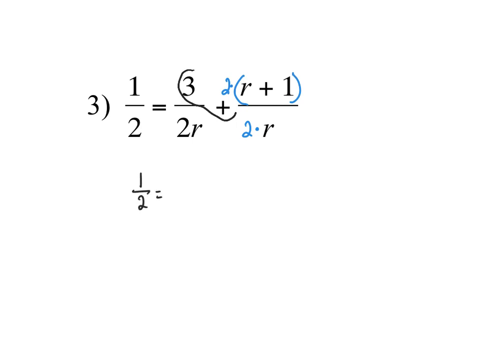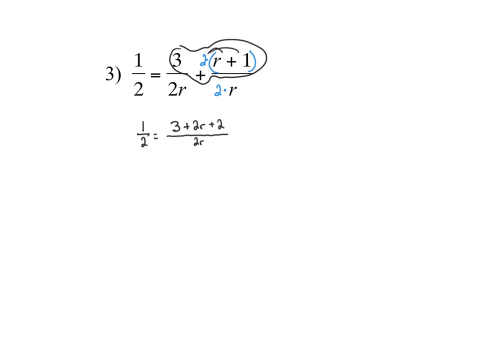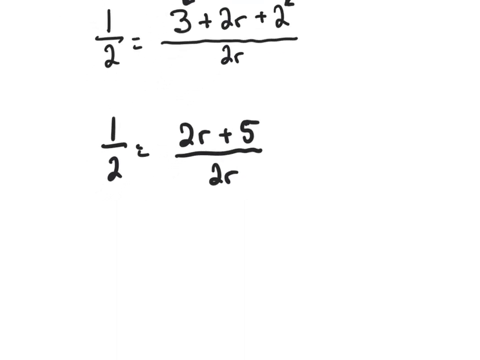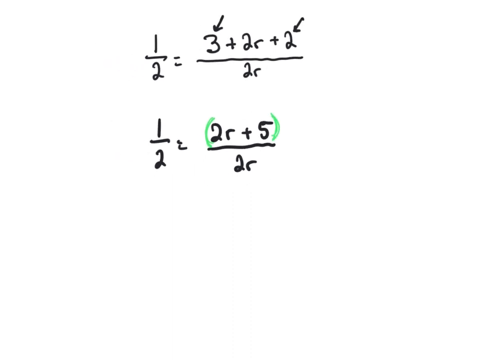equals, now I can put all the top together, and I'm going to distribute this as I do that. So it's going to be 3 plus 2r plus 2, right? There's that distribution property, all over 2r. Okay, let's keep going. 1/2 is equal to, I can put the 3 and the 2 together, so I'm going to have 2r plus 5 over 2r. So here's something, be cautious. Some people see that and say, oh, those cancel. They do not cancel because this is a group on top and that is not a group on bottom. So we cannot cancel those.